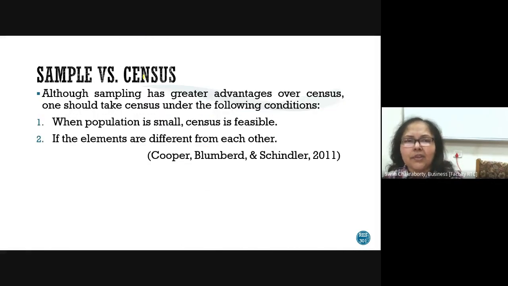Sample versus census. Although sampling has some great advantages over census, one should take a census under the following conditions: when the population size is small, census is always feasible. And again, if all the elements of the population are totally different from each other, then a sample will not work.